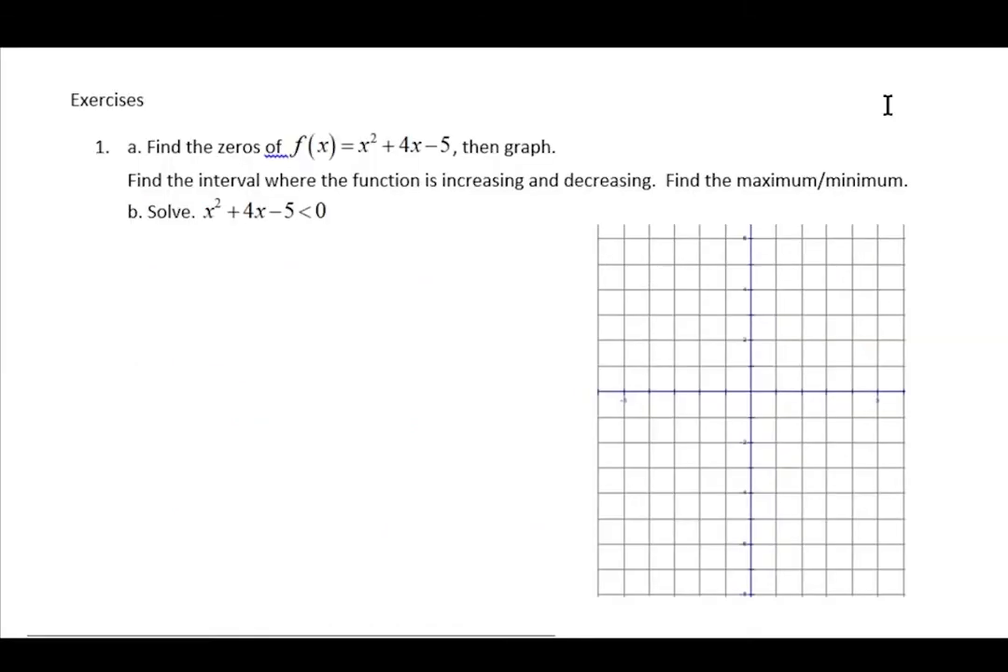Okay. Now I want you to try this example. It's exactly the same problem as before. I want you to pause this video and work on it, then resume in order to check the answer.